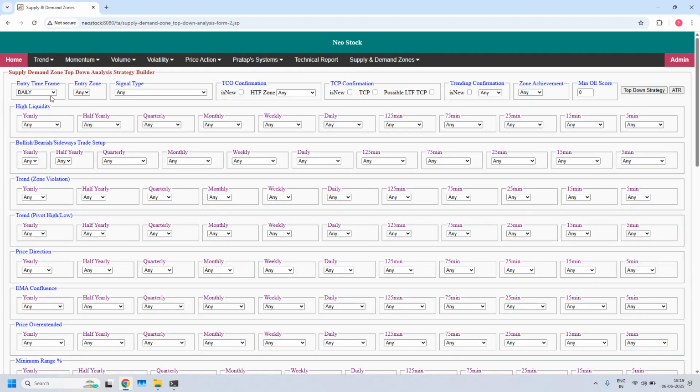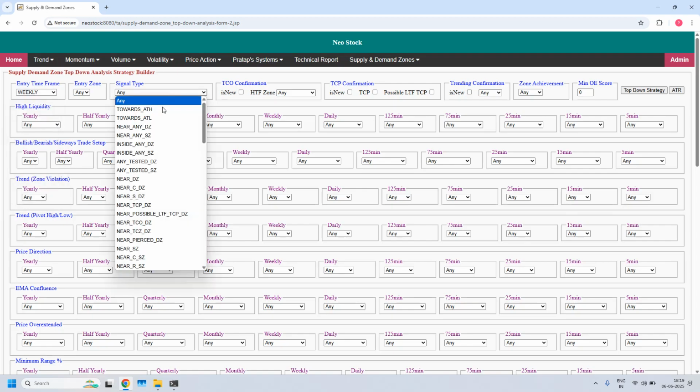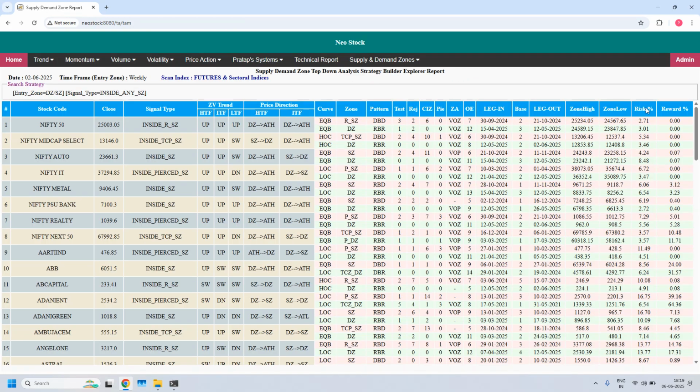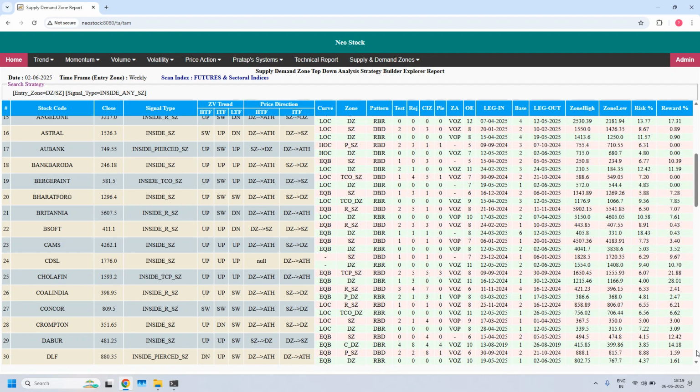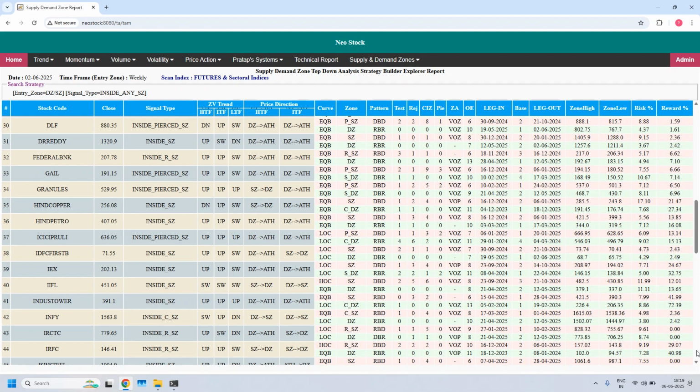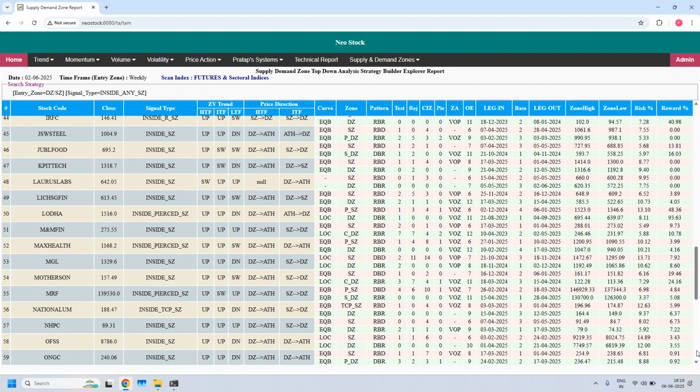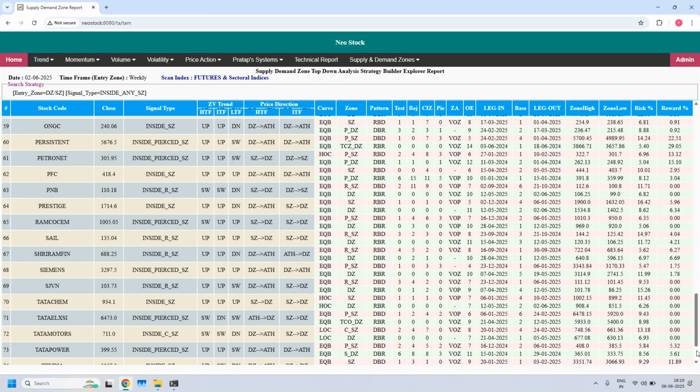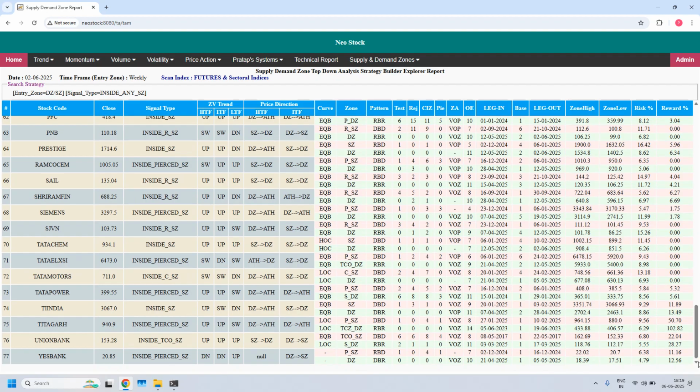Okay, next, price closed inside the weekly supply zone. First 15 stocks in the list. I am scrolling the list down. So total 77 stocks are filtered.